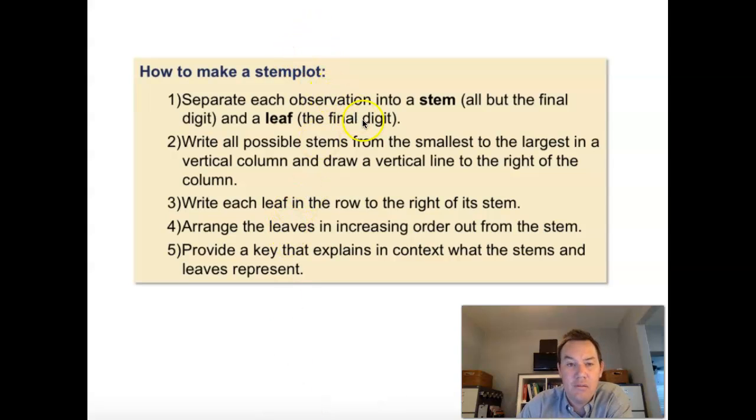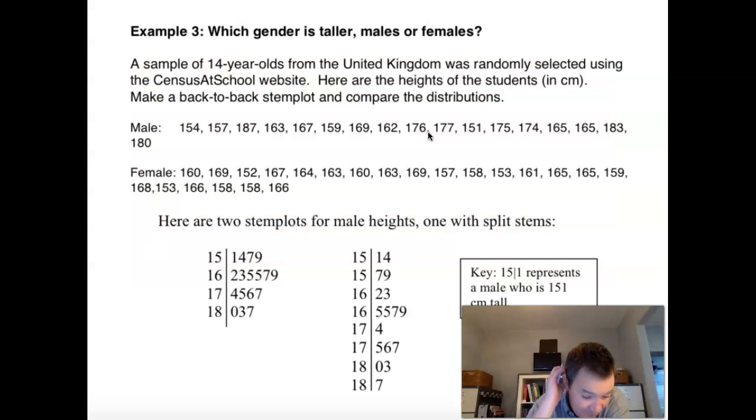All right, so step one, a stem is everything but the final digit, and a leaf is the final digit. So let's look at an example of this. This is a sample of 14-year-olds from the UK that was randomly selected using a census at school website. And these are the heights of the students in centimeters. And we're going to make what are called back-to-back stem plots to compare the distribution.